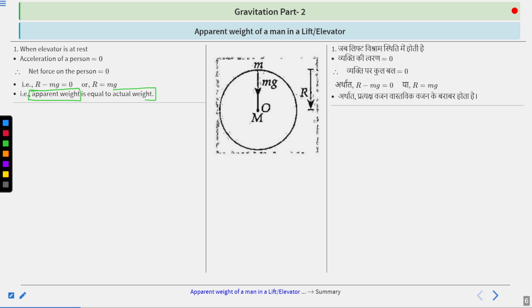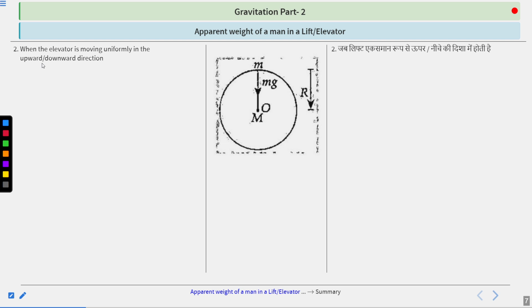So, when the elevator is at rest, the apparent weight of the person is equal to the actual weight, because the acceleration of the person is 0 in that scenario, and the net force on the person is also 0.